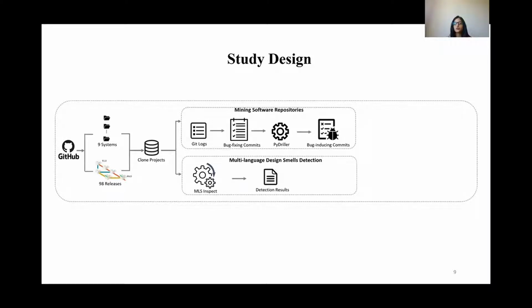And we also proposed an approach named MLS Inspect. This approach detects occurrences of the 15 types of multilanguage design smells in the context of JNI systems. By JNI systems, we consider systems that are developed with Java and C, C++ programming languages. So we have applied the detection approach on the 98 releases of the 9 systems, and then we did the data mapping to map the information about the smelliness of the file with the information about the introduction of bugs. And then we analyzed the data to answer our research questions.